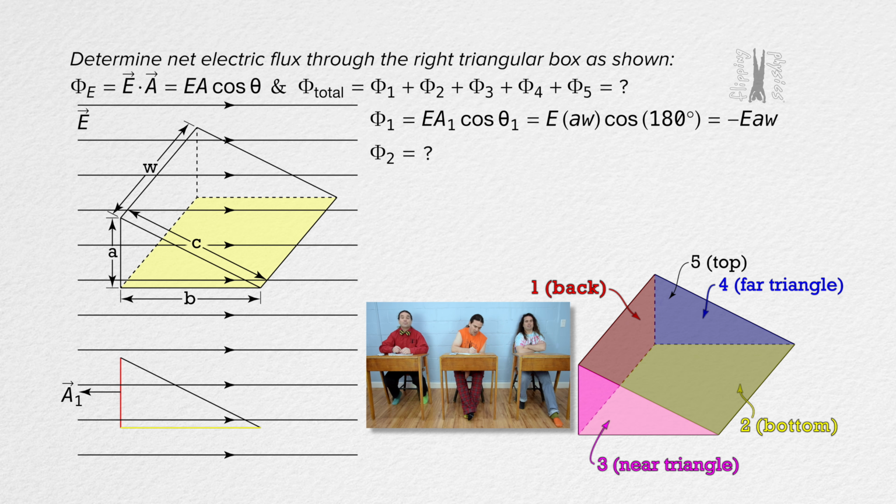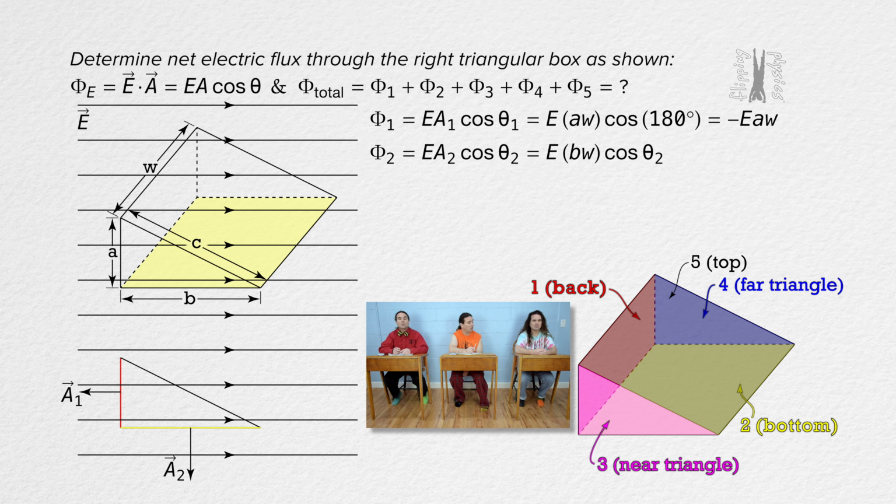Sure. Area 2, the bottom. We use the same equation Bobby just used, only with 2's for subscripts instead of 1's. Area 2 equals B times W. The direction of area 2 is, well, you said the area vector is always out of the closed surface. That means area 2 is directed down.